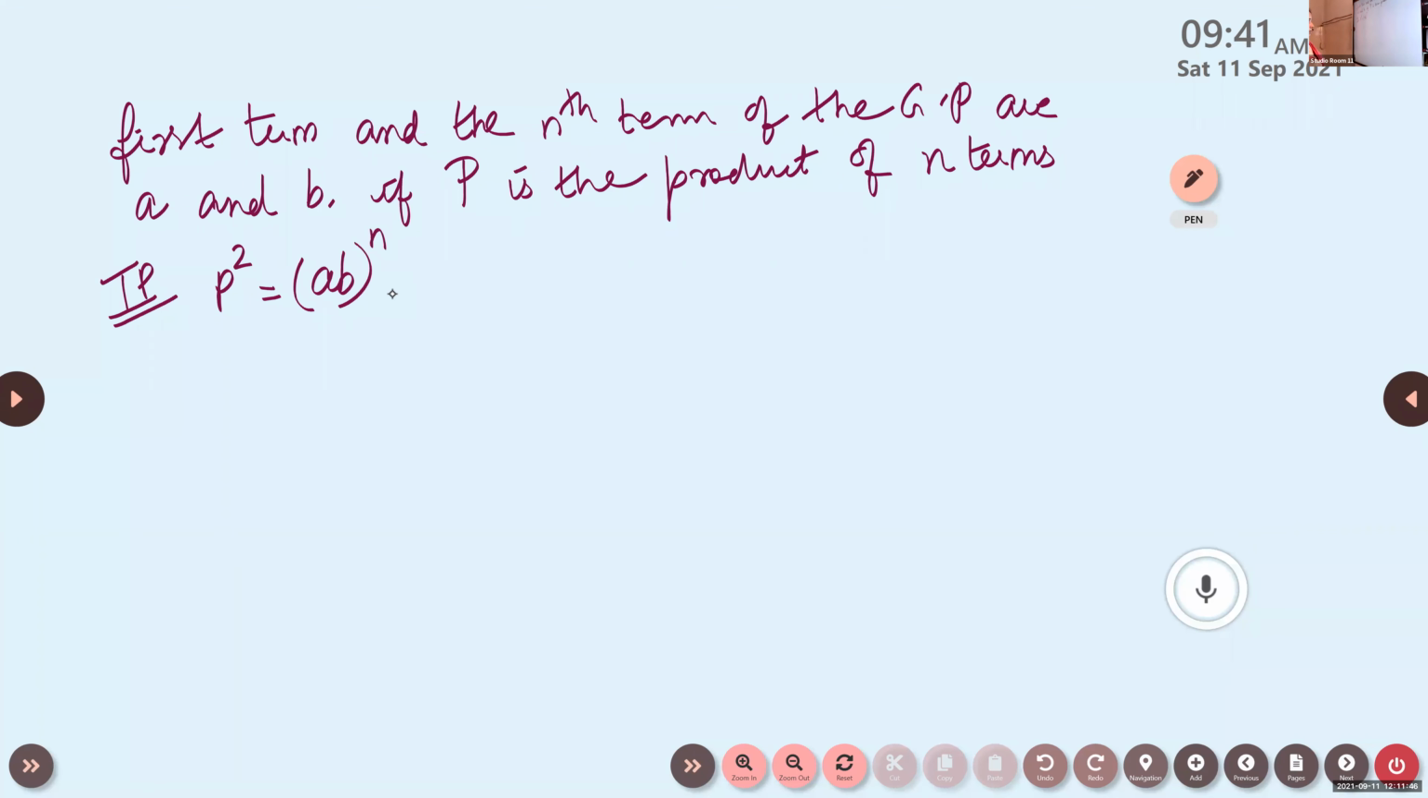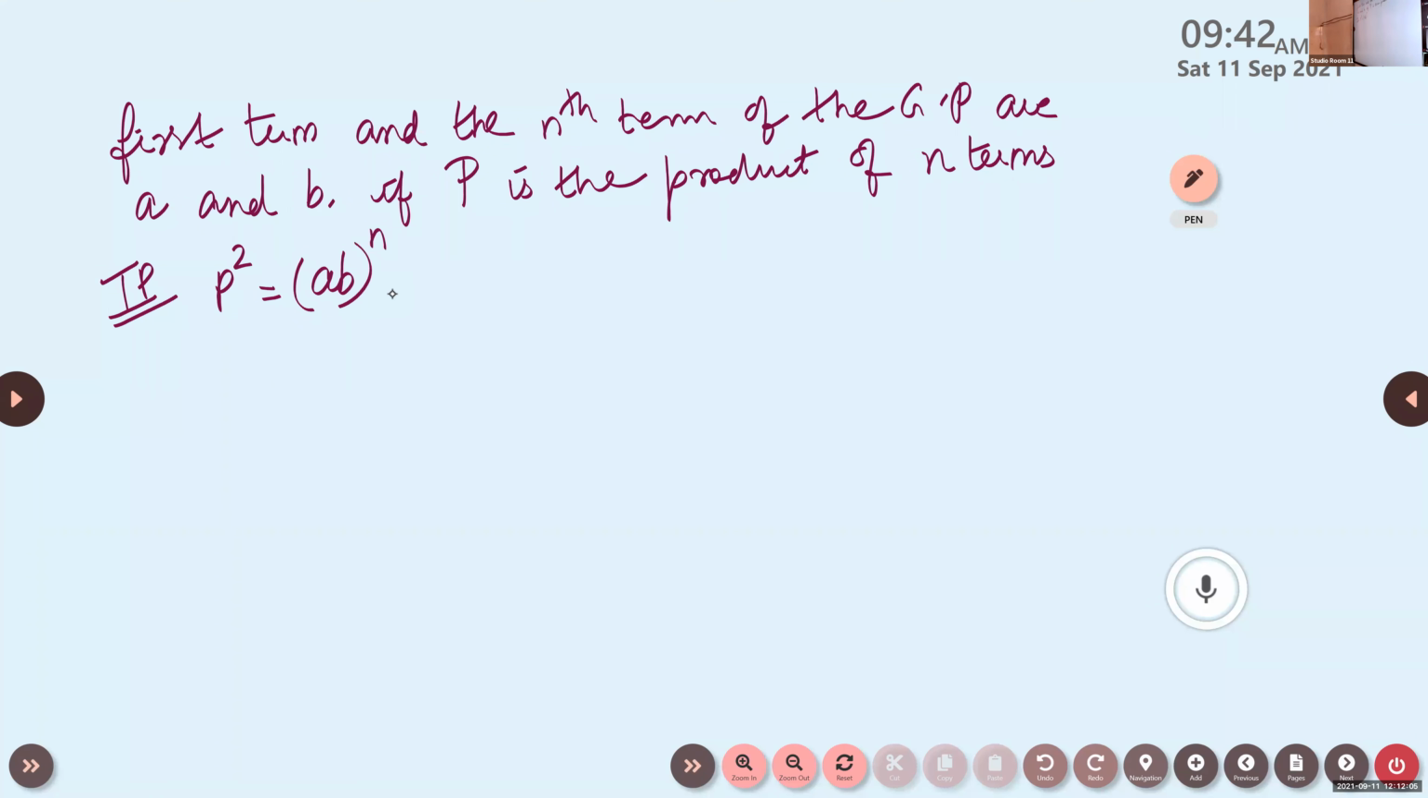So the first term and nth term of the GP are A and B. If P is the product of n terms, prove that P square is equal to AB whole raised to n.